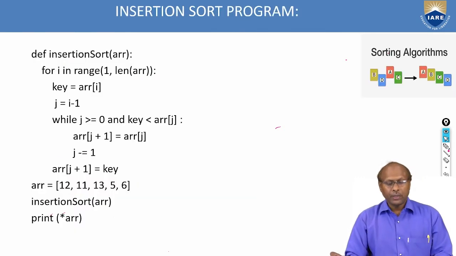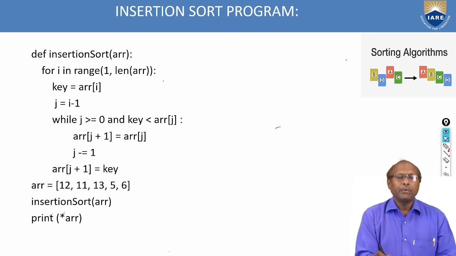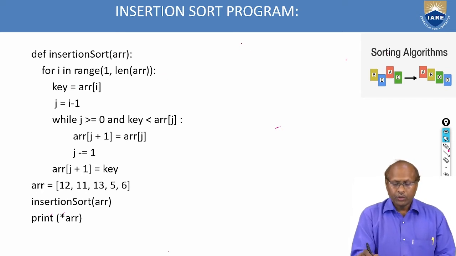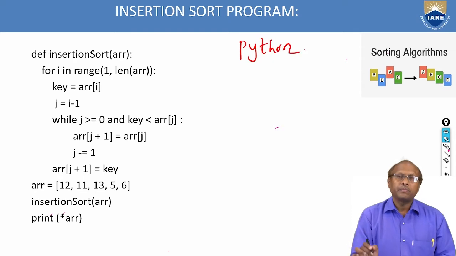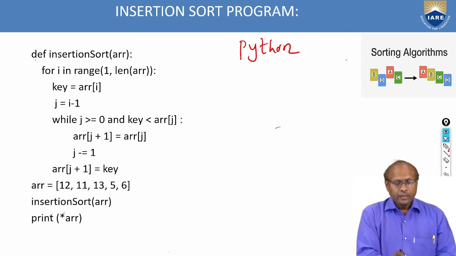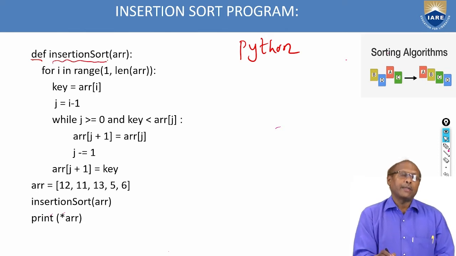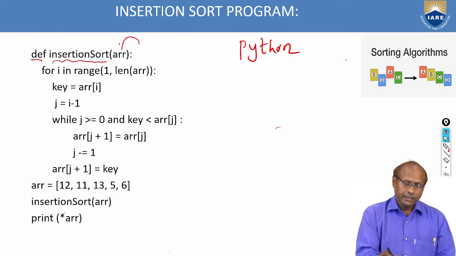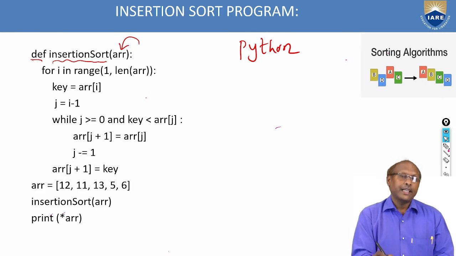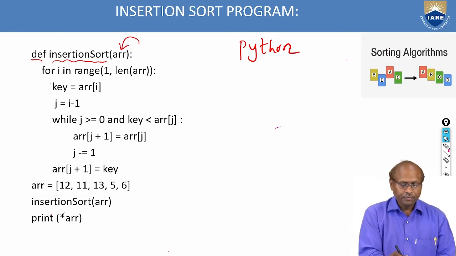How to write the simple algorithm? You see, this is the simple algorithm. Now you are writing a program using Python. Write the def keyword and write the name of the function, def sort, and pass the array. Array means here the list. The list contains all the elements.